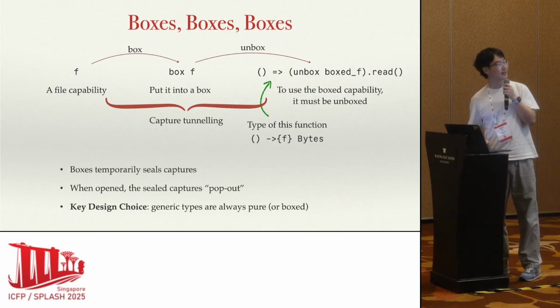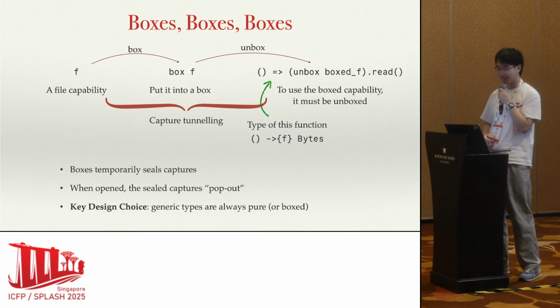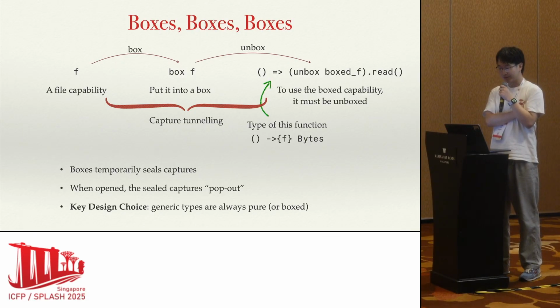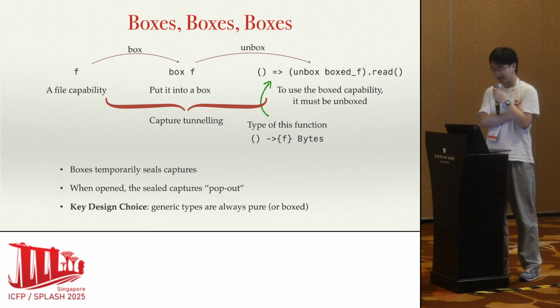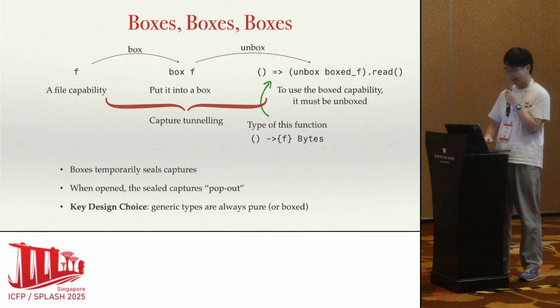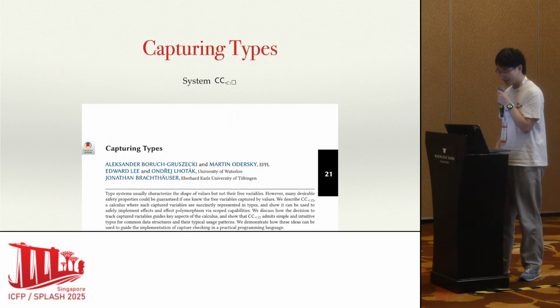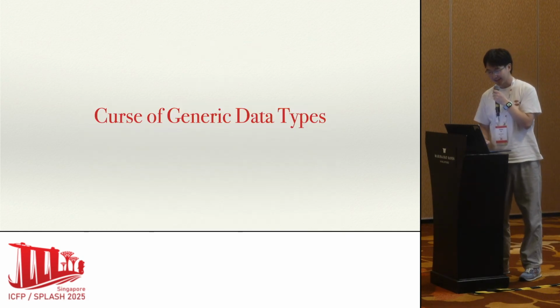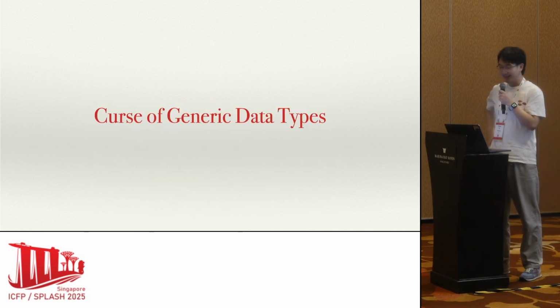And now we have the key design choice that generic types have to always be boxed or pure. I won't go into the details of this design choice, but it is a key mechanism to ensure the lifetime of capabilities and essential to writing generic operations in a clean and expressive way. So all these ideas have been formalized in CC Sandbox, published in TOPLAS. So far, so good. Then why do we need another new foundation for capture checking?